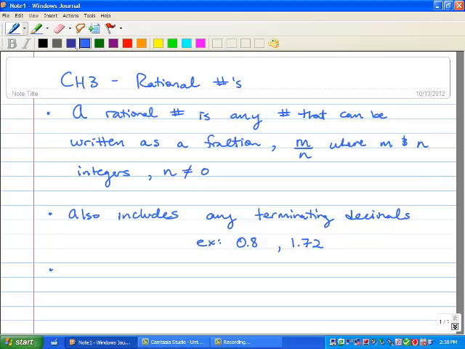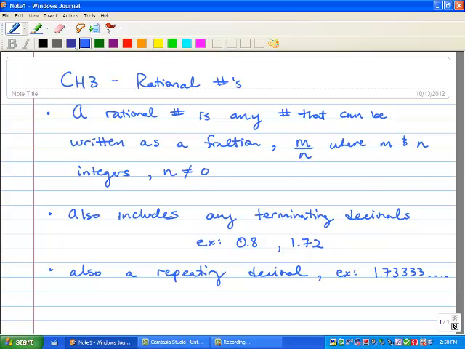Another type of rational number is a repeating decimal. An example of this would be something like 1.7333, and the 3 just keeps going.